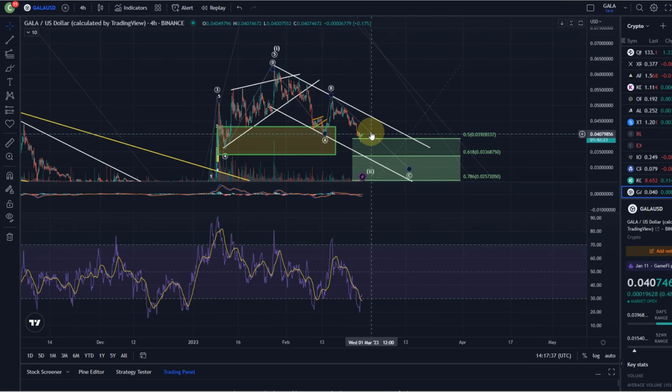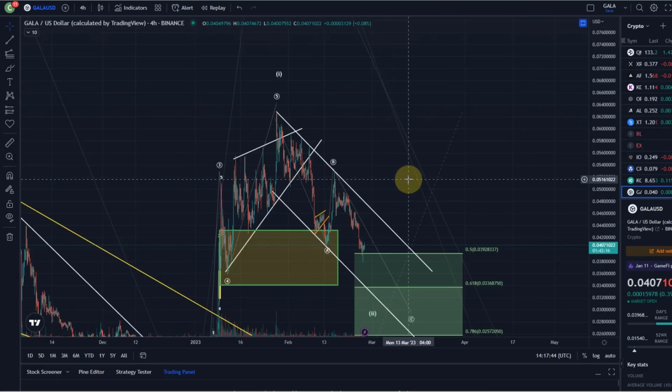And watching for possible divergences, watching for a reaction to these support levels, and watching that descending channel is going to be very helpful. Okay, that's my update about GALA.